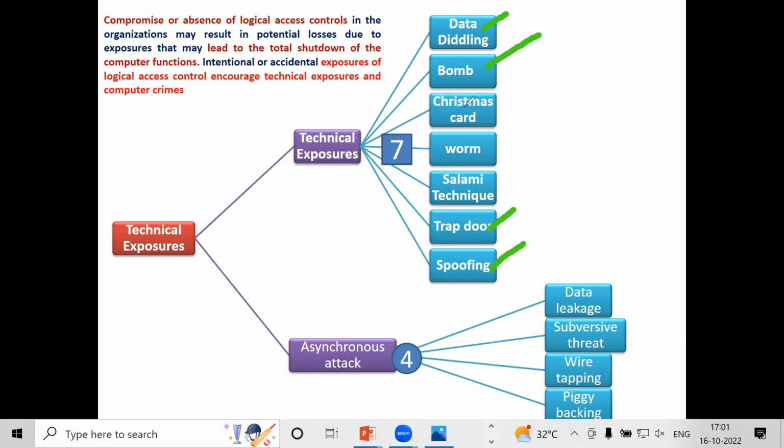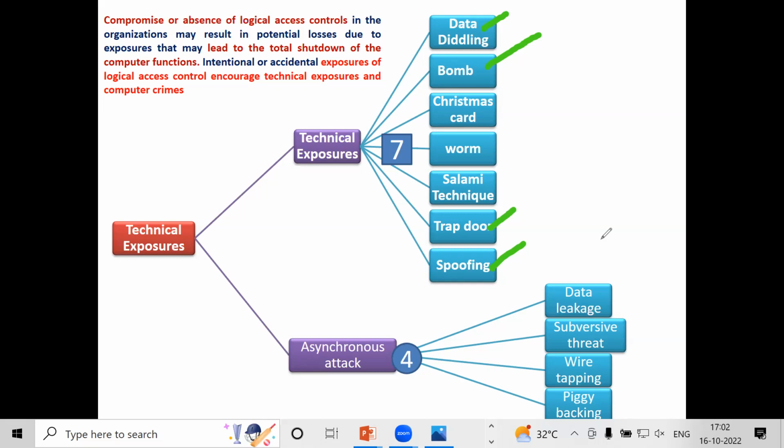First one is data diddling. What is data diddling? Simply, when you are entering the data into the computer, if the hacker is able to influence you and change or alter the data, that is called data diddling. Whether during entry or after the data is entered into the computer, if you are able to manipulate the data, that is called data diddling.